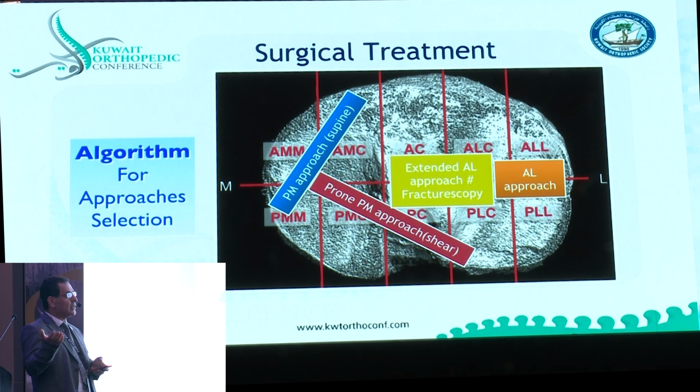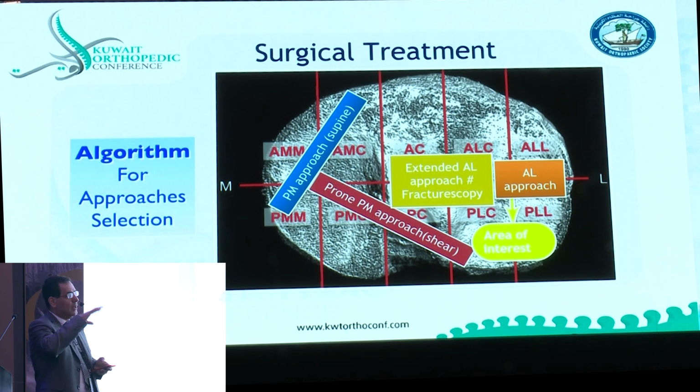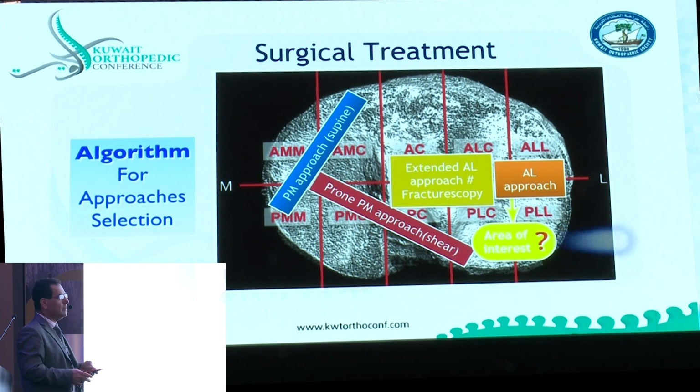And if the fracture is more complex, extending to posteromedial, and this posteromedial is a shearing fracture, you need to buttress this fragment. You will do the posteromedial approach in prone position. Lastly, if you have a fracture in the posterolateral, and this is a very difficult area, what's called the area of interest, you can use a modified anterolateral approach, or you can use a double posterolateral and posteromedial approach.